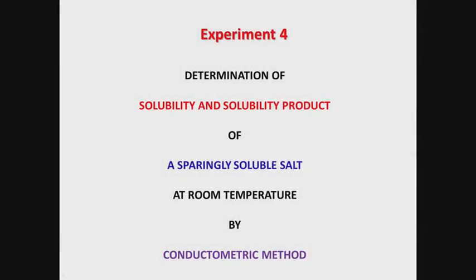Experiment number 4. The title of the experiment is Determination of Solubility and Solubility Product of a sparingly soluble salt at room temperature, and the method that we are going to use is a conductometric method. In this experiment, we are going to use barium sulphate as the sparingly soluble salt, and we are going to dissolve barium sulphate in water and study a chemical equilibrium of its dissolution in water at different temperatures.